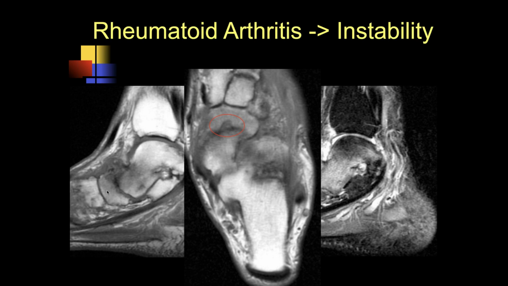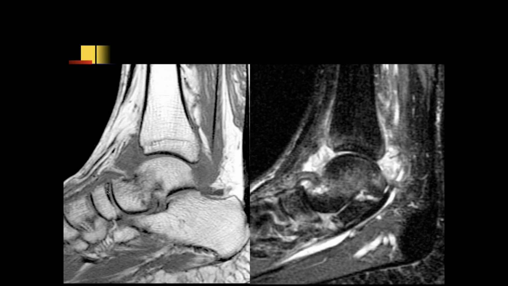Yeah. And so this patient had rheumatoid arthritis, had chronic tenosynovitis, loss of function of the posterior tibialis tendon, and then went on to develop adult acquired flatfoot deformity. Yeah. Good. Okay, Ashu.